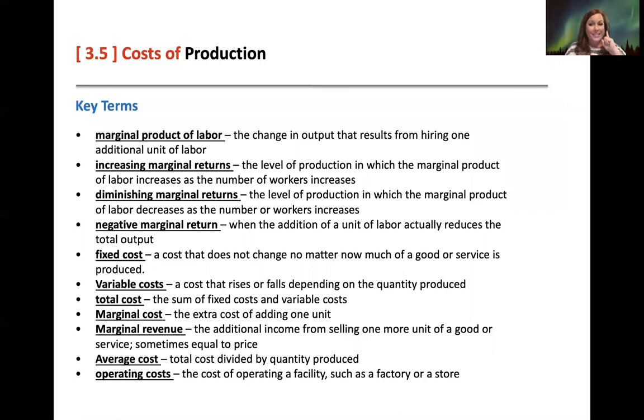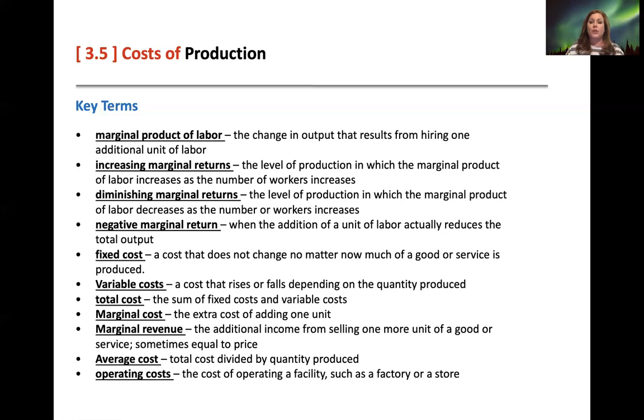Now remember, I said it earlier. What does marginal mean? You should have just said extra. Marginal means extra. So marginal product of labor is the extra product of labor. It's the change in the output that results from hiring one additional unit of labor. That can be one employee. It could be an employee for one additional shift, depending on what that unit is, or for one additional hour if you have them work overtime.